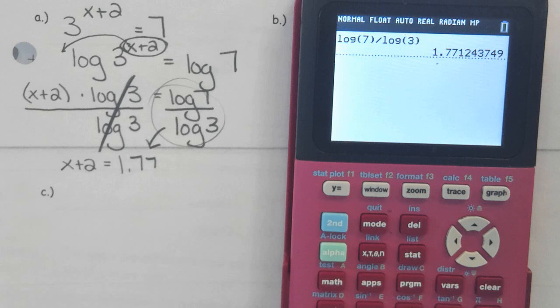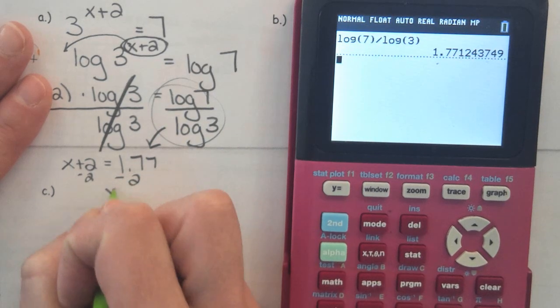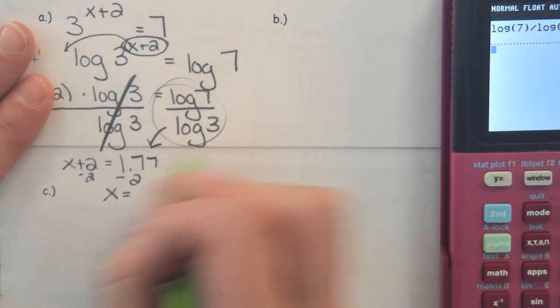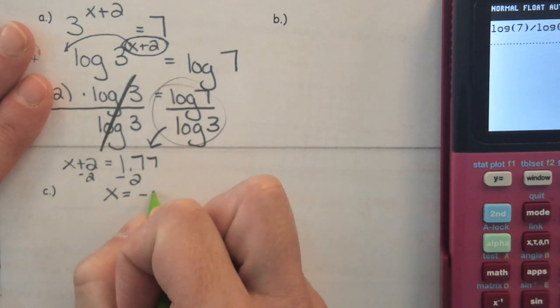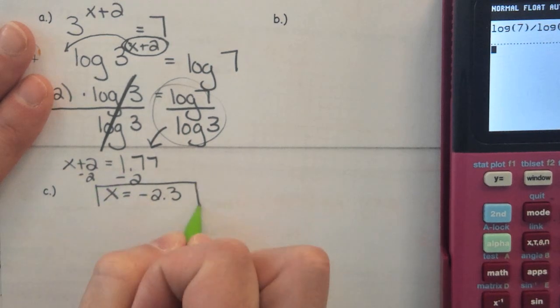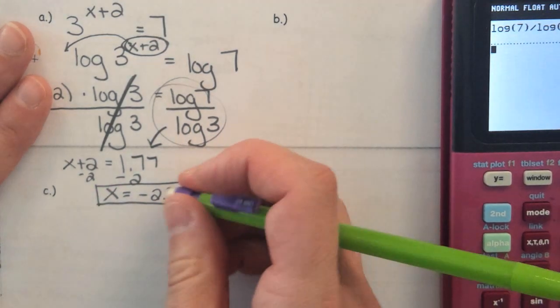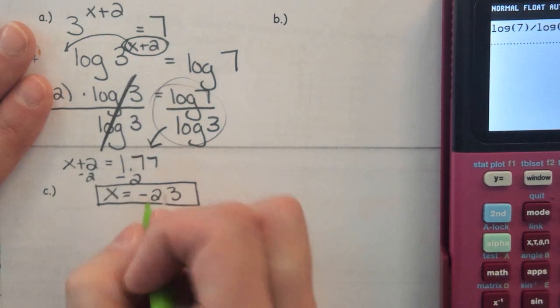How would you finish solving from here? Subtract the 2. So x equals, and it's going to be negative 0.23. I just realized my decimal is not moving. 0.23.